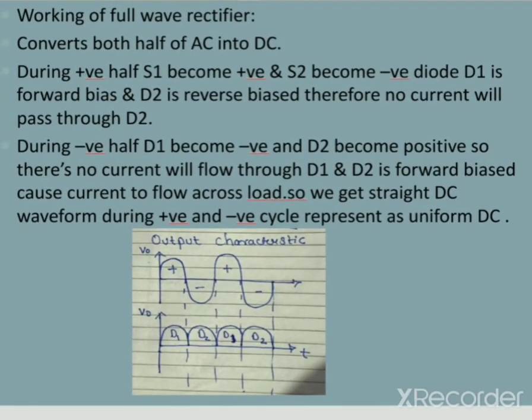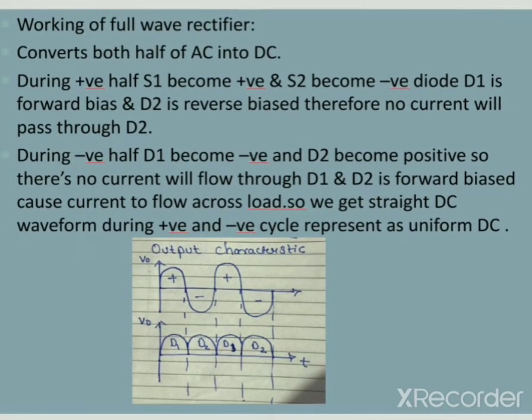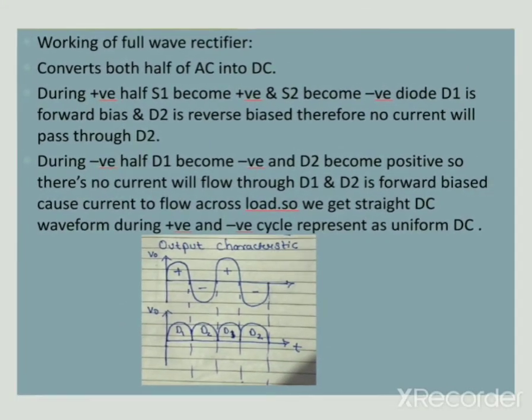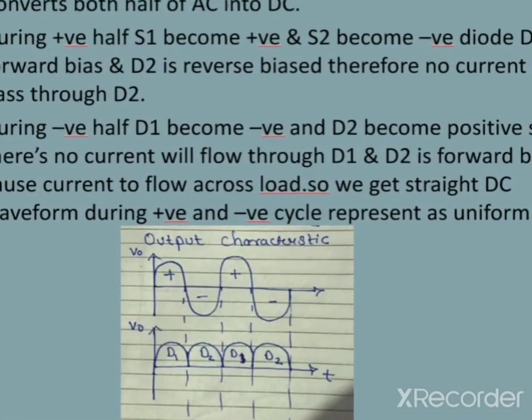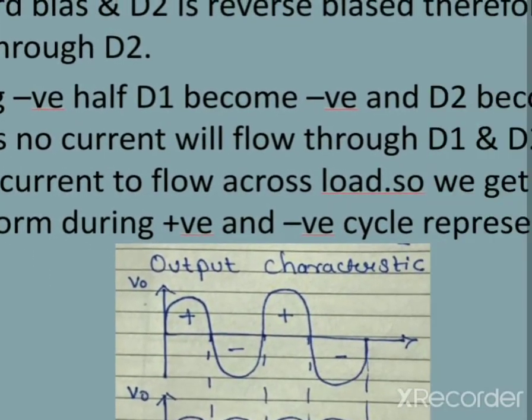So now the working: during the positive half, S1 becomes positive and S2 becomes negative. So diode D1 is forward biased and D2 is reverse biased. Therefore no current will pass through D2. So we get output through D1.